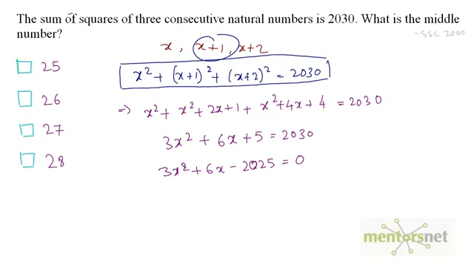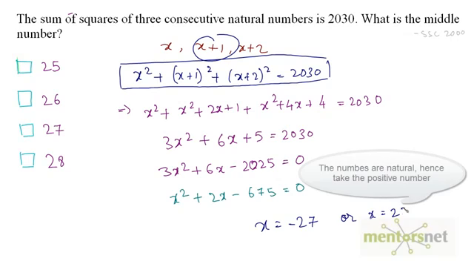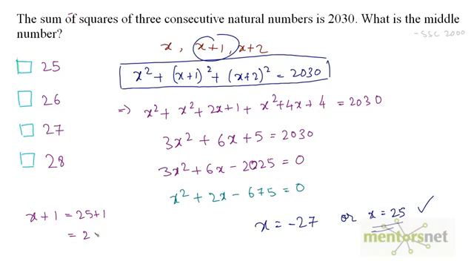Now we can divide this whole equation by 3, because all of these three numbers are divisible by 3. So we have x square plus 2x minus 675 is equal to 0. And if you solve this quadratic equation using the formula that you know, you will get the roots as x equals minus 27 and x equals 25. So we have the value of x. We have to find out the middle number, which is x plus 1. So x plus 1 is equal to 25 plus 1, and that is 26.